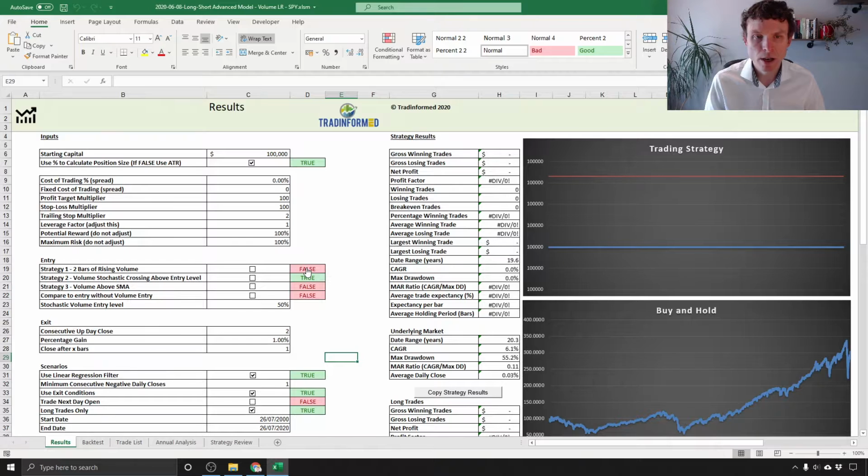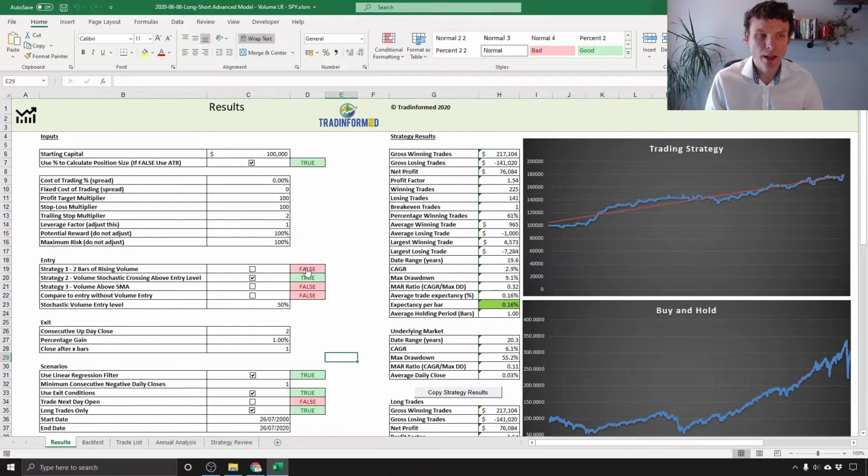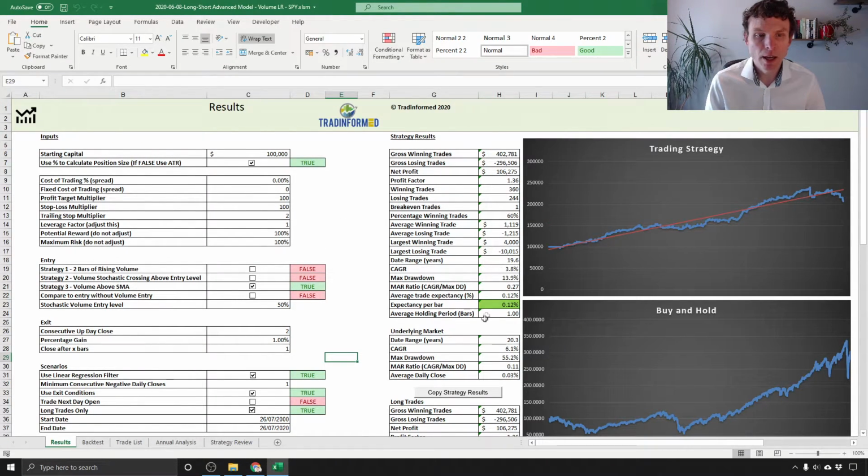Look at strategy number 2. This is the stochastic crossing above. We have a higher expectancy per bar. So we have fewer trades, but a higher expectancy per bar. Strategy number 3. Again, we have a higher expectancy per bar. Percentage of winning trades, 60%, which is pretty decent. Quite a bit higher than the random entry.